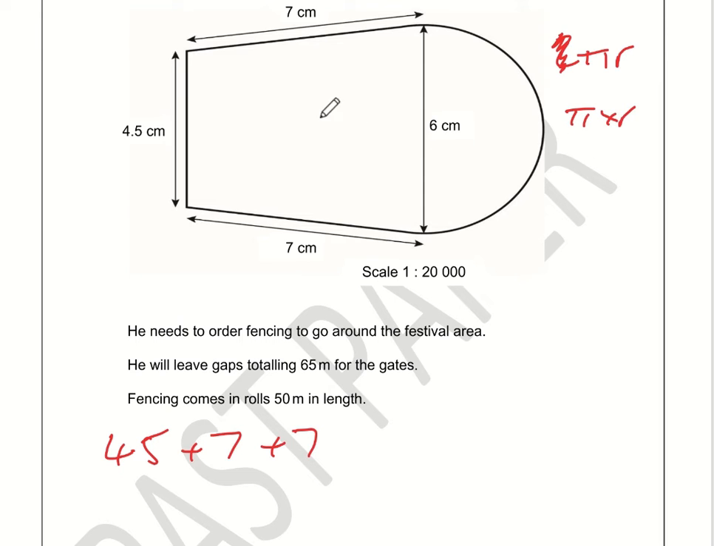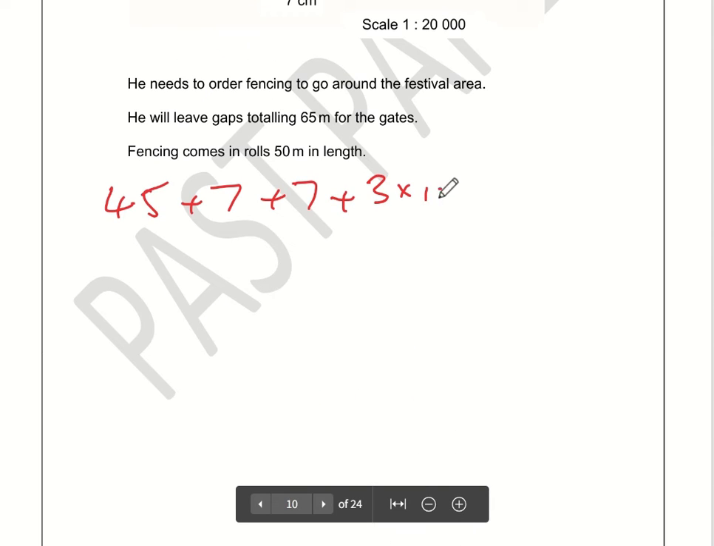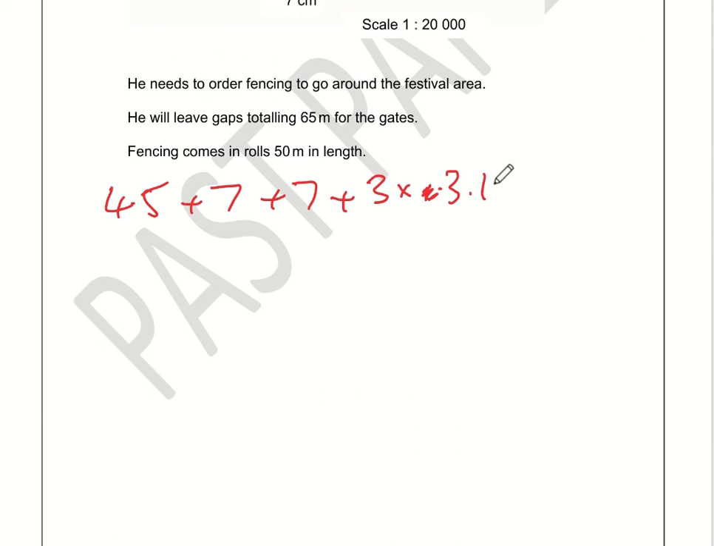Now here the diameter is 6, so the radius is going to be half of that, which is 3. So plus 3 times by pi. And we've been told for pi to use, I think it was 3.14, so I won't bother writing pi, I'll write 3.14. Okay, your calculator should be able to handle the BIDMAS, and it will do the multiplication first, but if you're not sure, work out 3 times 3.14 and then add on the 4.5, the 7 and the 7.